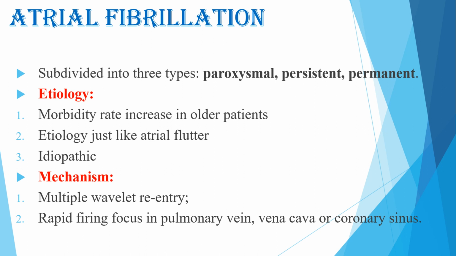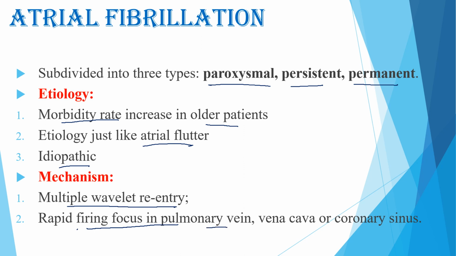The next condition is atrial fibrillation. Atrial fibrillation is subdivided into three types: paroxysmal, persistent and permanent atrial fibrillation. The morbidity rate increases in older patients, the etiology is just like atrial flutter, and it can be idiopathic. The mechanism is multiple wavelet reentry of atrial impulses. When there is wavelet reentry, there is a rapid firing focus in the pulmonary vein, vena cava or coronary sinus.